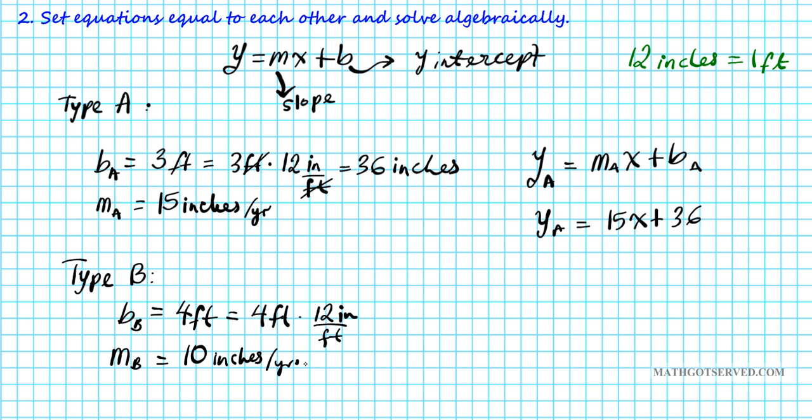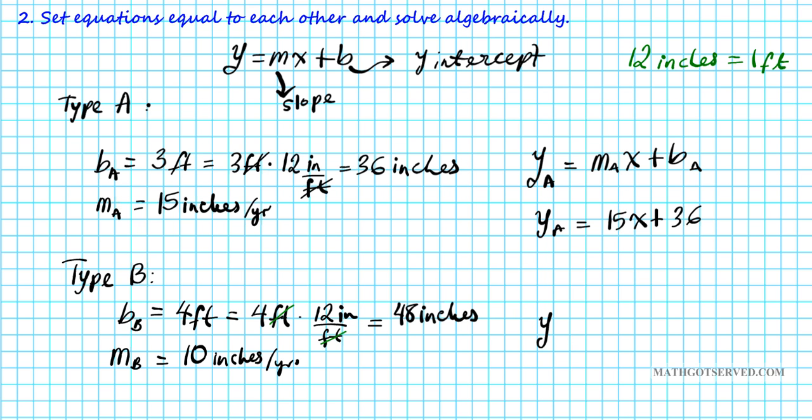Now we just convert this. The feet cancel out. 4 times 12 is 48. So we have 48 inches. Okay, so now we have our slope and y-intercept for tree type B. So we can now write our model.